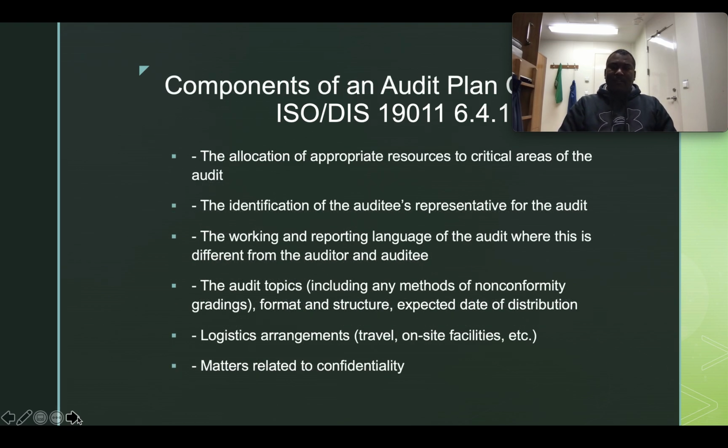Components of an audit plan continued. The reference is ISO DIS 19011 6.4.1. The allocation of appropriate resources to critical areas of the audit. The identification of the auditee's representative for the audit. The working and reporting language of the audit, where this is different from the auditor and auditee. The audit topics, including any methods of nonconformity gradings, format and structure, expected date of distribution, logistics arrangements, travel, on-site facilities, etc. And last but not least, matters related to confidentiality.